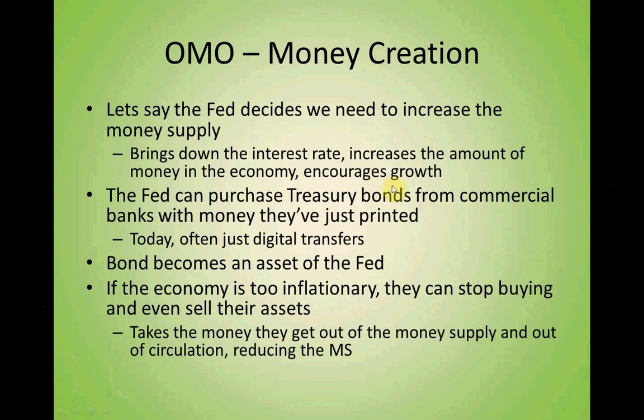What the Federal Reserve can do is purchase treasury bonds from those commercial banks that bought them, with money they've just printed. Or, like I said, mostly today it's just digital transfers. The Federal Reserve can then do an open market operation. Just like you or me or a bank can go and buy bonds, the Federal Reserve can too. And they will go buy these treasury bonds. They're buying government debt, essentially. So now they are going to be the holders of the government debt, not the commercial bank anymore. And they're going to buy it with money they have just created.